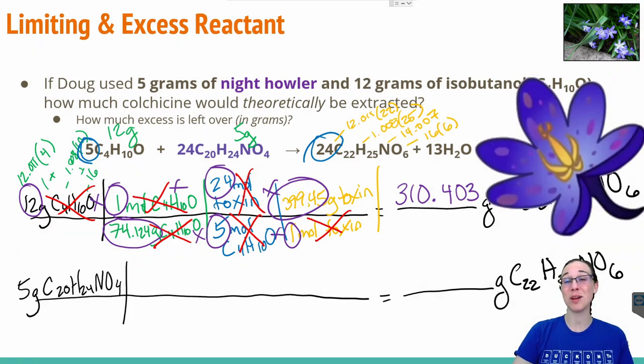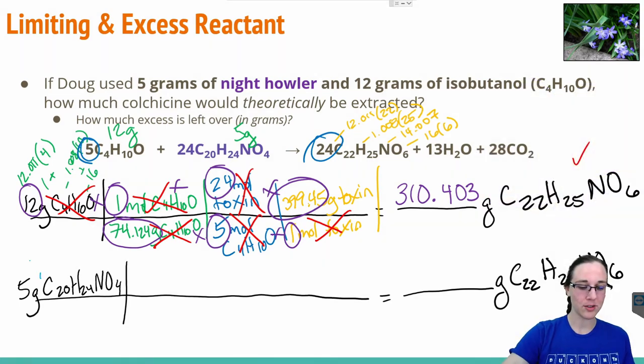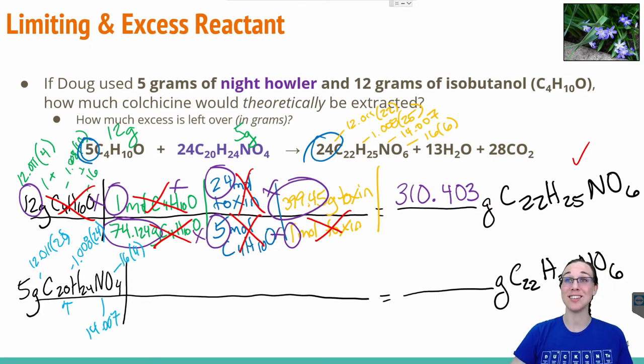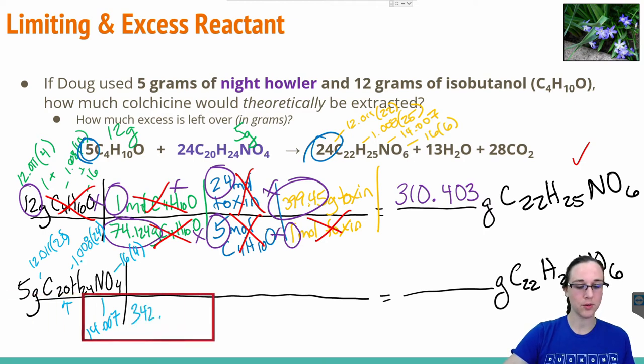Let's check out how much we can make with the Nighthowler. Just as before, we need to find the molar mass of Nighthowler. So for every carbon, there's 12.011, and there happens to be 20 of those in this molecule. There are 24 hydrogens weighing 1.008 each. There's 1 nitrogen at 14.007, and there are 4 oxygens weighing 16 each. Add those values together, and the molar mass of the Nighthowler flower happens to be 342.419 grams of the flower. I'm just going to call it flower. For every mole of the flower.